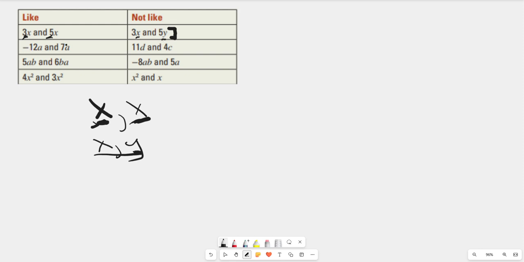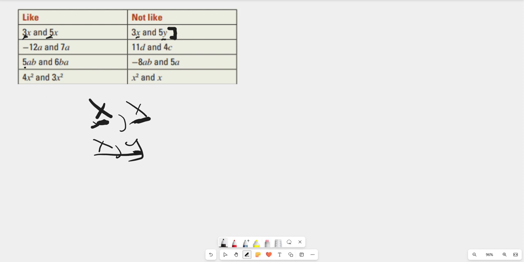Similarly, it doesn't matter if it's minus or positive in terms of the number. Minus 12a and 7a are like terms. 11d and 4c are not like because it's d and c. If it was 11d and 4d, yes, that would be a like term. But obviously, it's d and c.